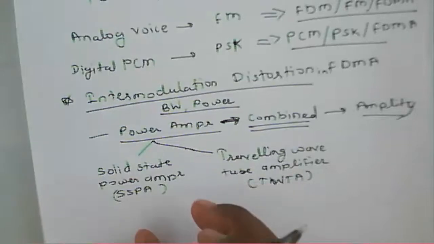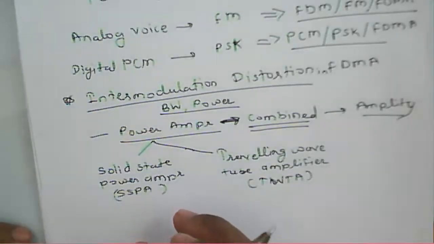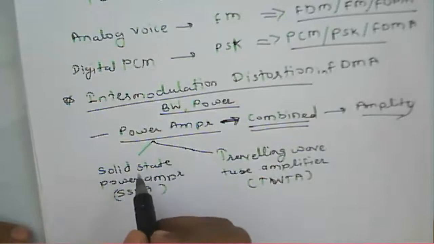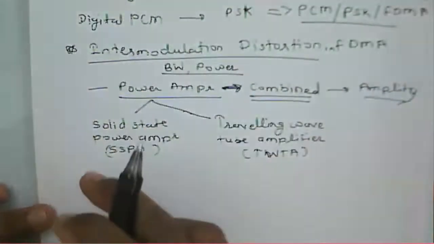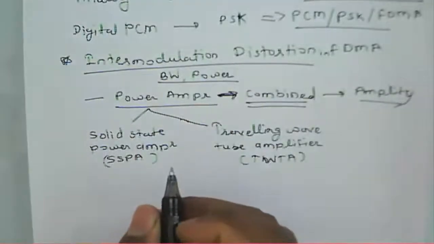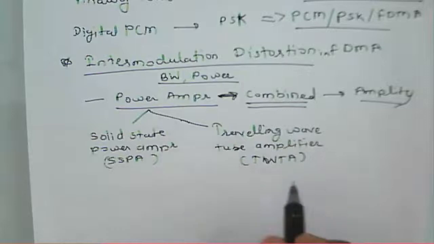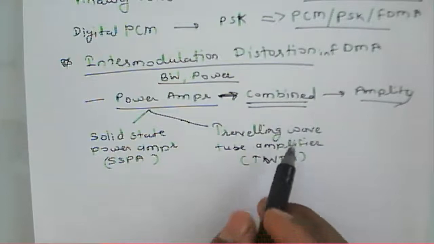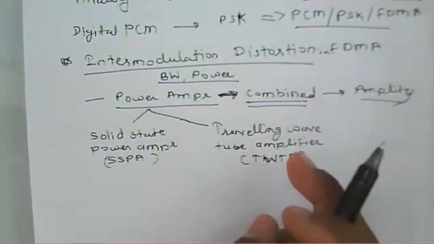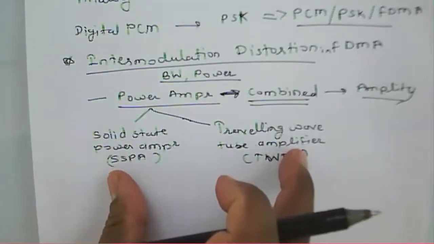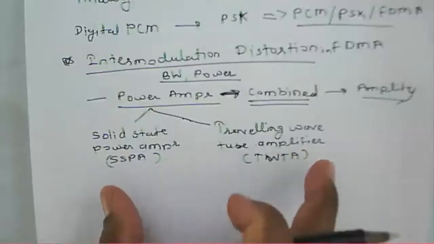Now all these amplifiers have a limited power handling capability. If we use a solid state amplifier, there are limitations because the devices work at a particular power or particular temperature. Similarly, there are limitations in the case of a traveling wave tube amplifier regarding the power. So all these amplifiers have a limited power handling capability.